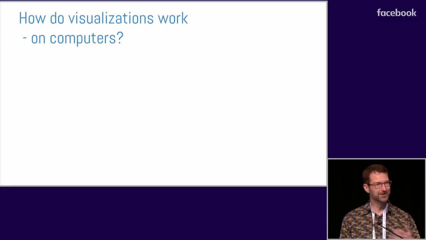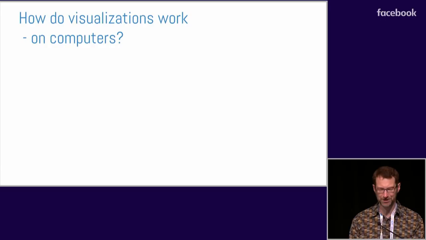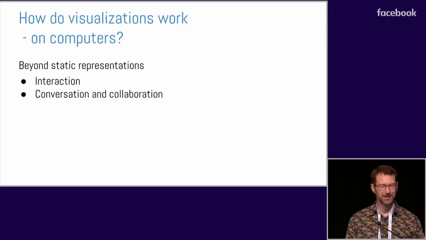Okay, the final thing is, how do visualizations work on computers? What is added beyond the static kind of image we have? There are a couple of key things. Interaction is the main one. And then also on the web, helping people converse and collaborate.